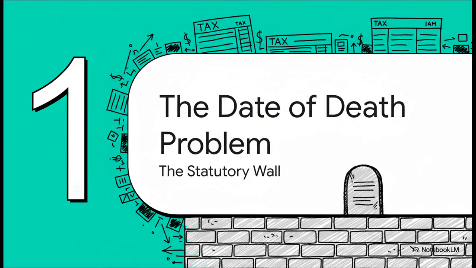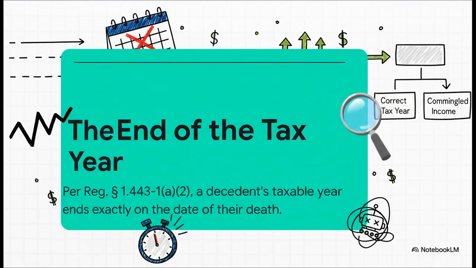Okay, first things first. Before we can even talk about the solution, we've got to wrap our heads around the problem. And the problem is created by the Internal Revenue Code itself. You can think of it as a statutory wall that gets built instantly at the moment of death. And right here, this is the root of the whole issue. Treasury Regulation Section 1.443-1(a)(2) is incredibly clear. A person's final tax year ends exactly on their date of death.